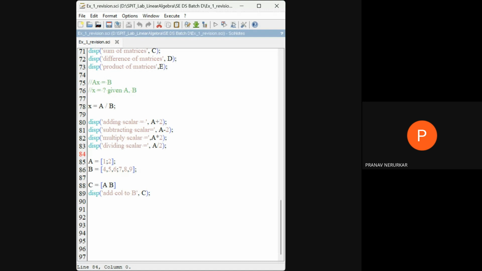Adding a row to a matrix. Such kind of operations are useful.